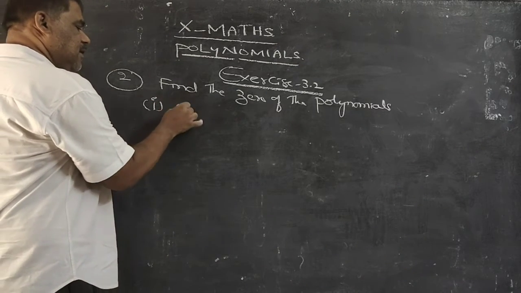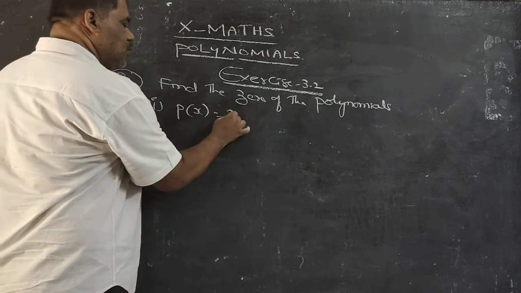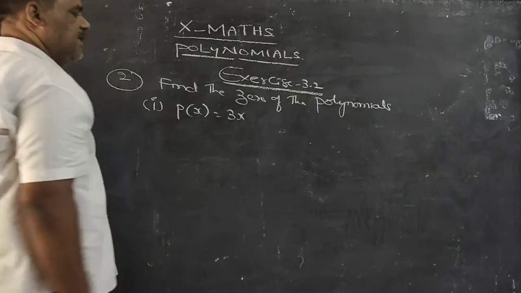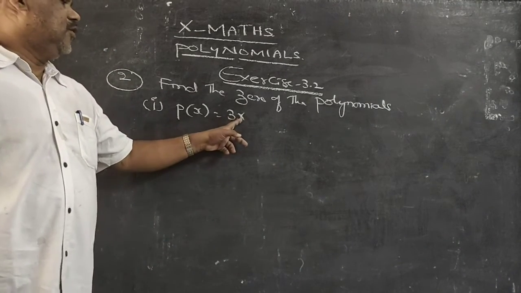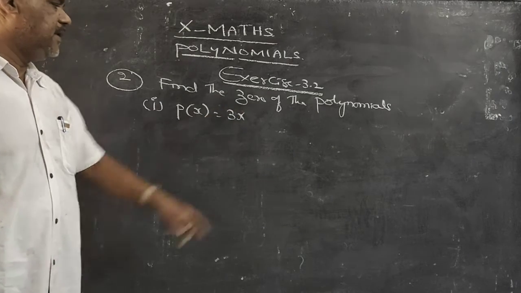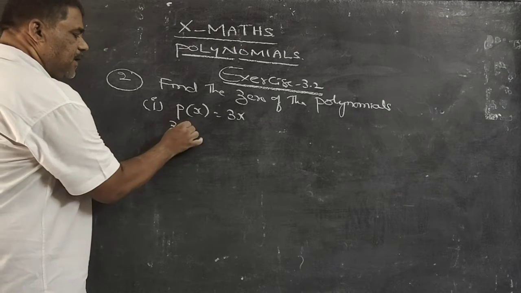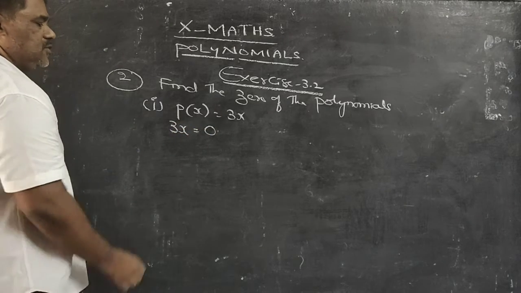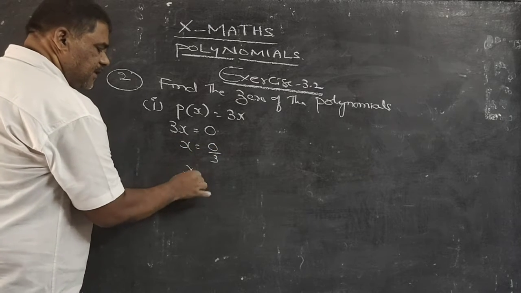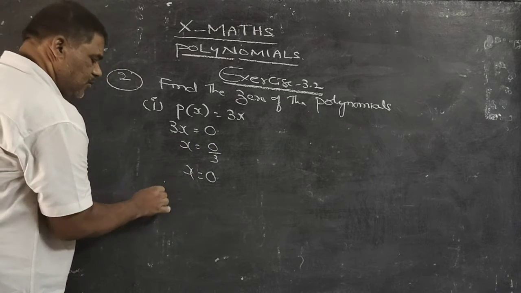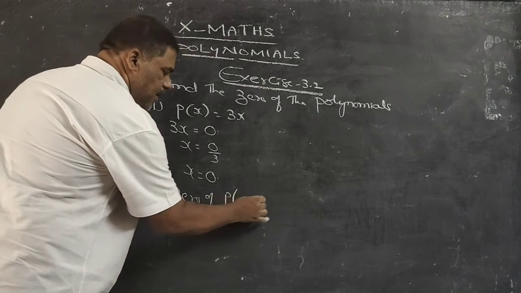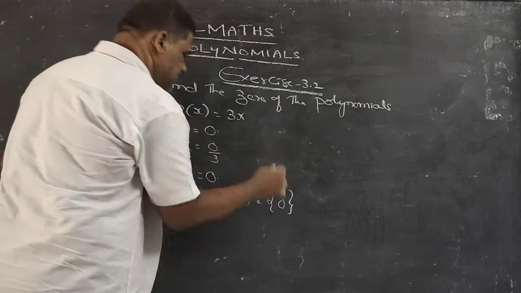Number one, first one, p(x) is equal to 3x. Here x is the variable. Zero of the polynomial means it is the value of x for which the polynomial becomes 0. To get the zero of the polynomial, equate the polynomial to 0 first. 3x is equal to 0, x is equal to 0 by 3, that is, the x value is 0. So this x value is called zero of the polynomial. So the zero of the polynomial is 0.